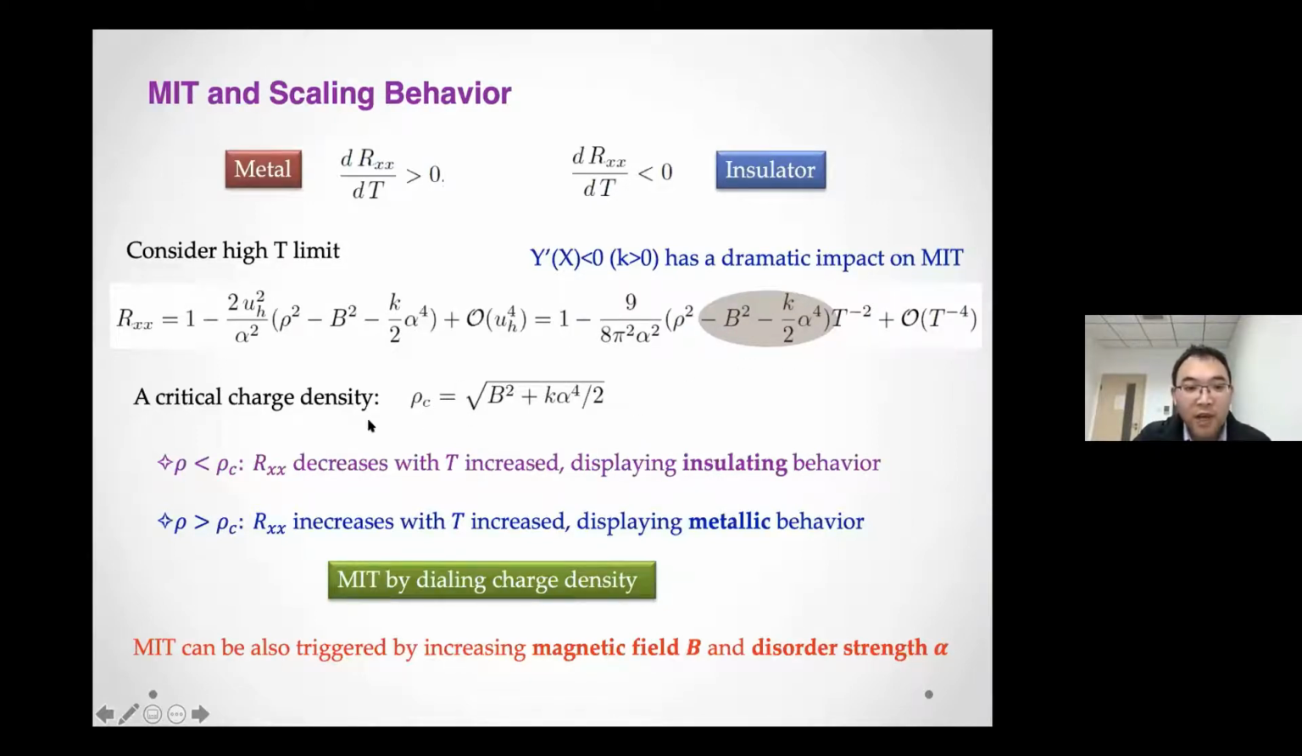So you see, for charge density smaller than rho C, the resistivity decreases as temperature is increased, giving the insulating behavior. And when rho is much larger than rho C, I mean Rxx increases with temperature, giving a metallic behavior. So in this way, we have a metal insulator transition by changing the charge density rho. Actually, from this quantity, we can also find that this metal insulator transition can also be triggered by increasing the magnetic field and also the disorder strength alpha.